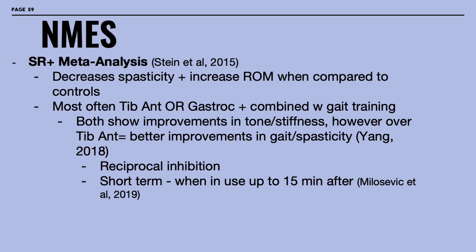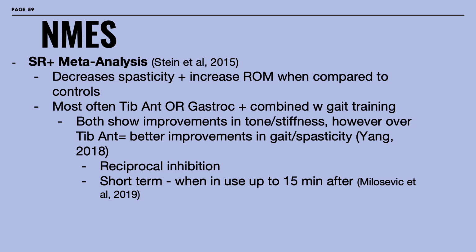There's one really big systematic review and meta-analysis by Stein et al. in 2015 that showed decreases in spasticity and increases in range of motion when compared to controls. Most often, NMES is used on the tibialis anterior or the gastroc in combination with gait training, which both show improvements in tone and stiffness, with the tib ant showing slightly better improvements in gait and spasticity.